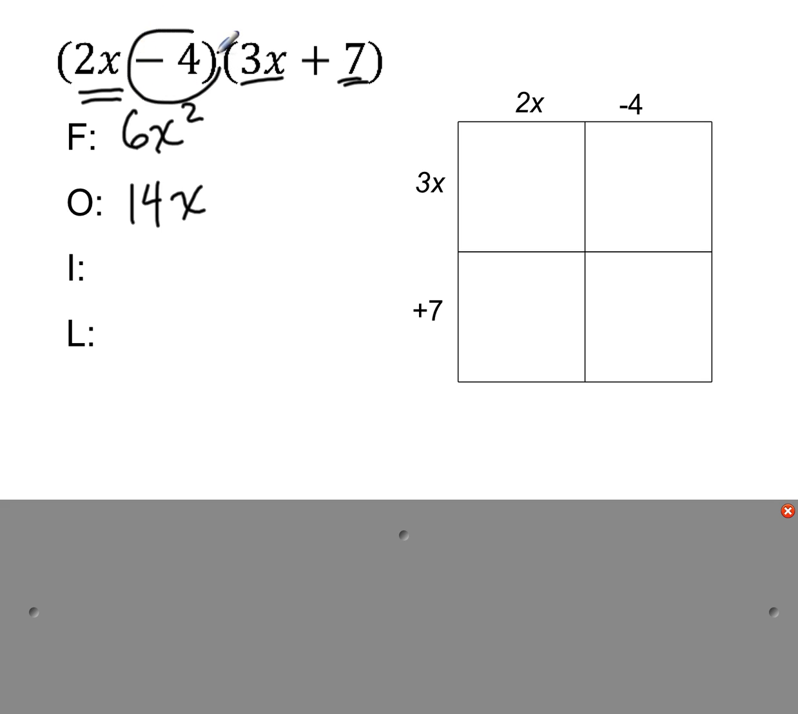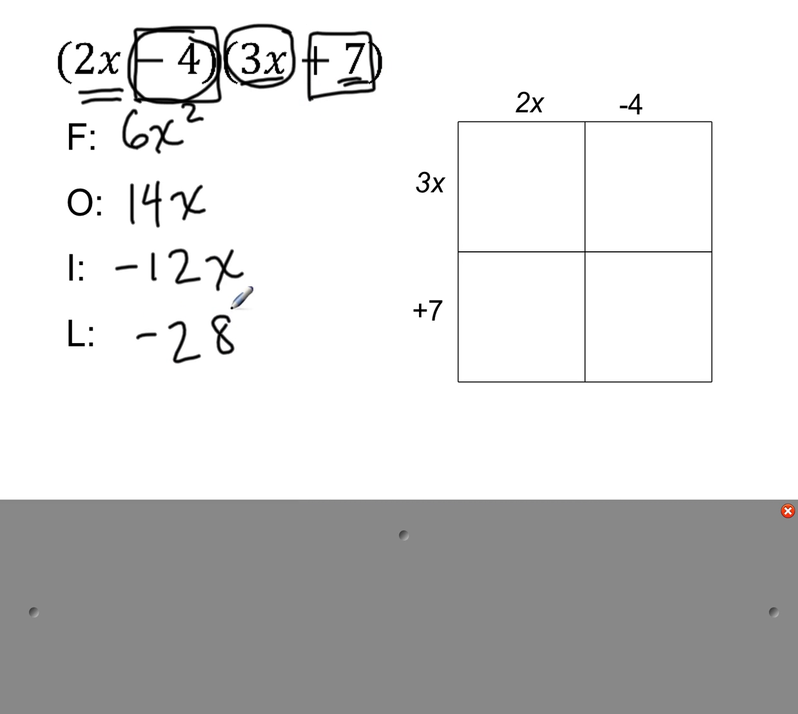Inside, I'm going to do negative 4 times positive 3x, and I get negative 12x. And last, I'm going to get negative 4 times positive 7, which is going to give me negative 28. When I put those together, I have 6x squared, 14x and negative 12x will give me 2x, and negative 28 is my final term.